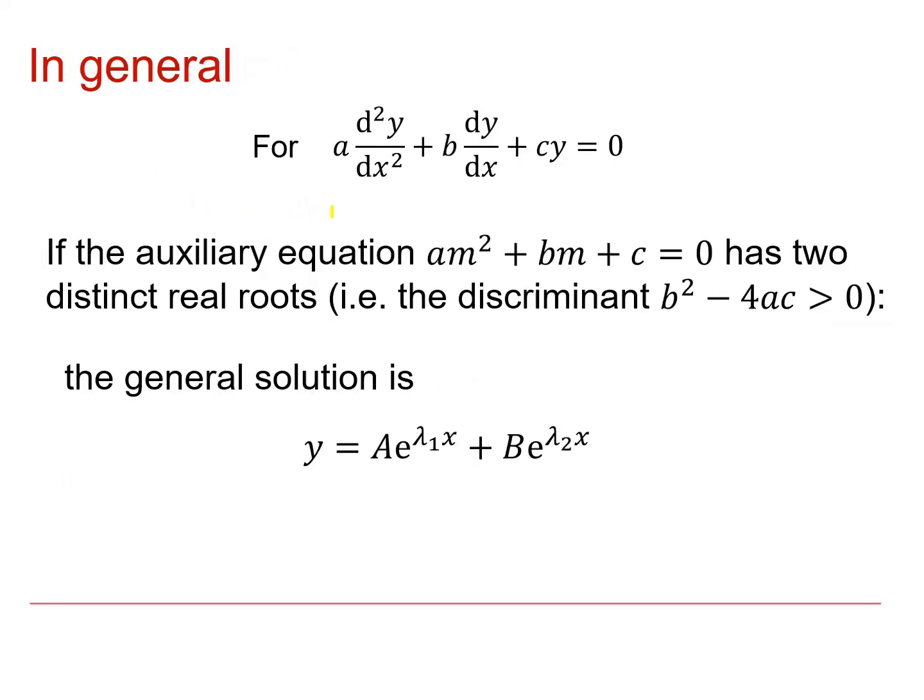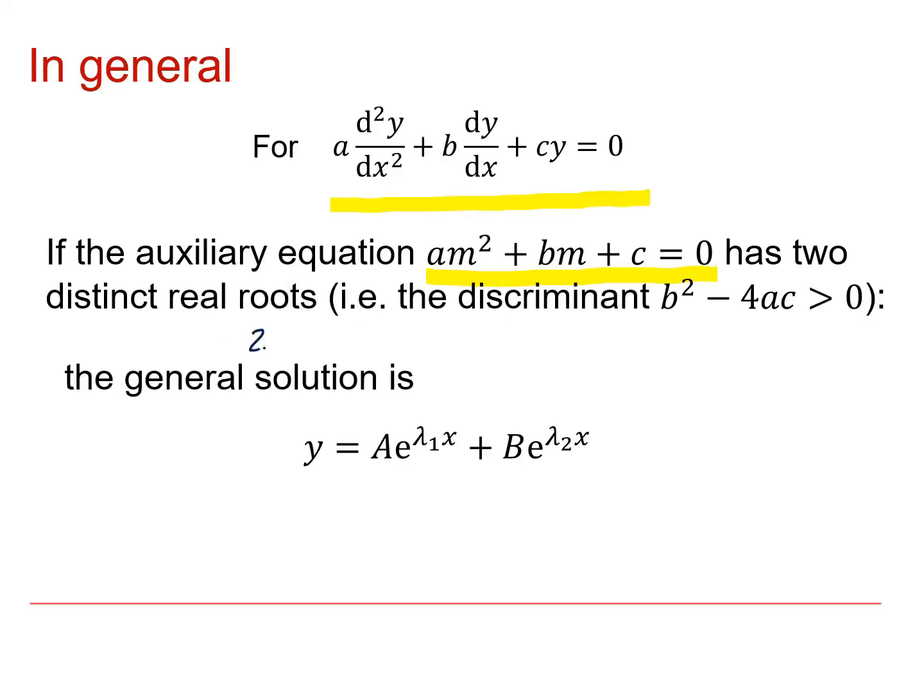So in general, if we've got a second order linear differential equation with constant coefficients of this form, then we can form its auxiliary equation, which is here, and then we solve that auxiliary equation. Now it's a quadratic, which means we can always solve it. The solutions may be real, may be repeated, may be complex, but we can always solve it. And what we've just looked at is what happens if I get two real solutions.